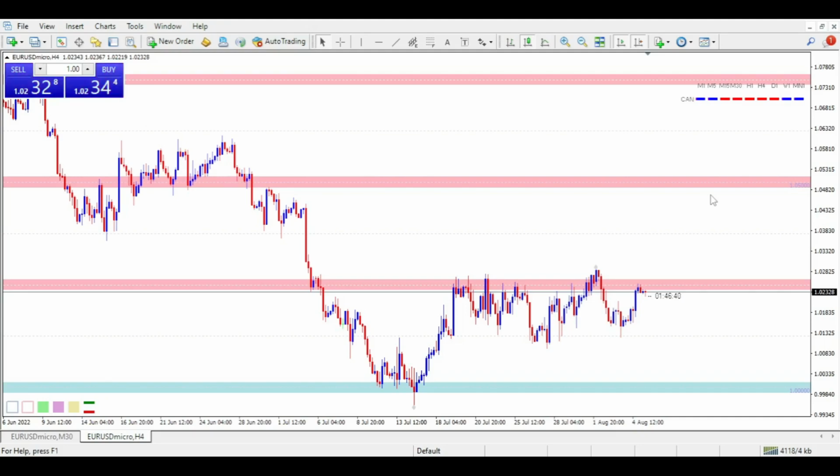I don't technically trade news myself, but what I try to do is to factor it in and see where it potentially can help. For example, I'm looking at my technicals here.